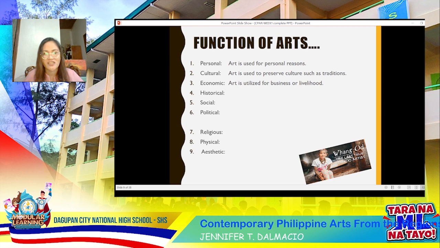Economic, when art is utilized for business or livelihood. Of course, plainly to earn money. For example, are those productions or plays or films wherein the producers, the collaborators, the team really invested a large amount of money to come up with a very artistic project or artwork. Example of this is GMA's Encantadia, wherein we see the setting and the very amazing costumes of the sangres.